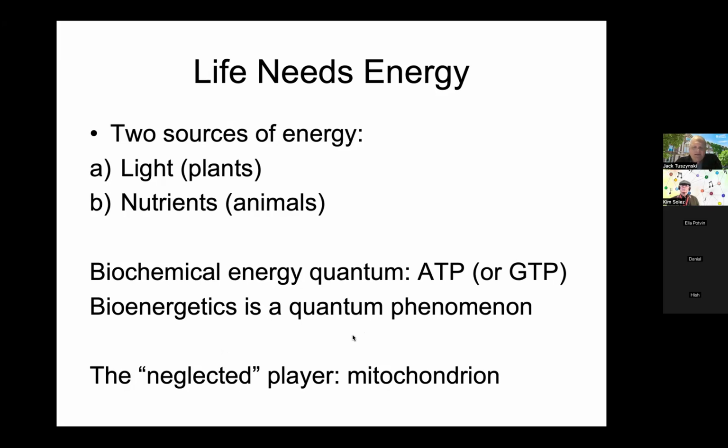Systems such as us require them for all molecular level processes. And so this is what I refer to as the neglected player, mitochondrion. Light, of course, is in the form of photons, quanta of electromagnetic energy, and this was actually the first and the most well-studied phenomenon that can be ascribed to quantum biology. Photosynthesis is a quantum process.